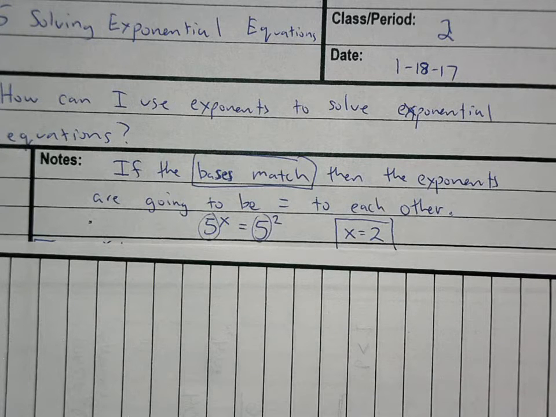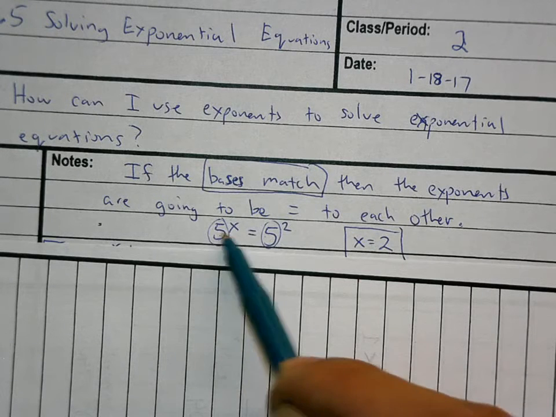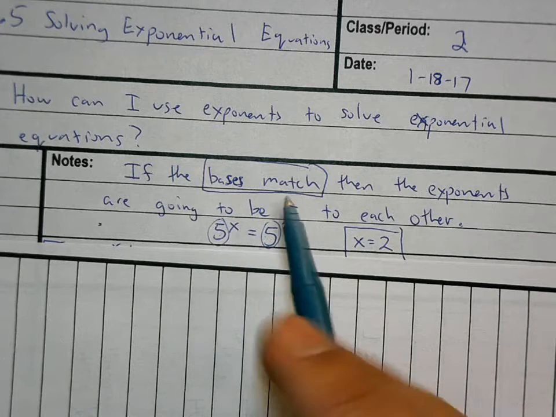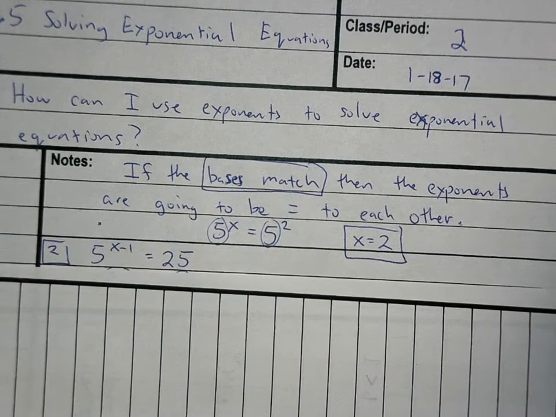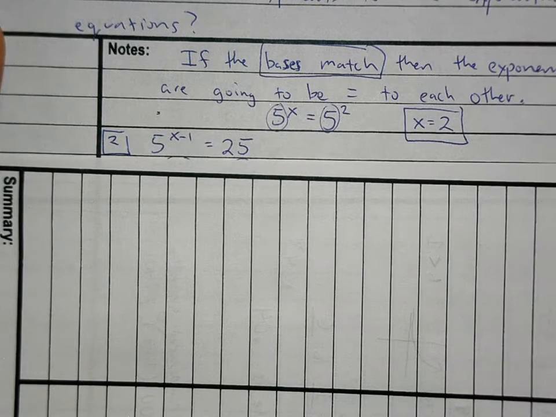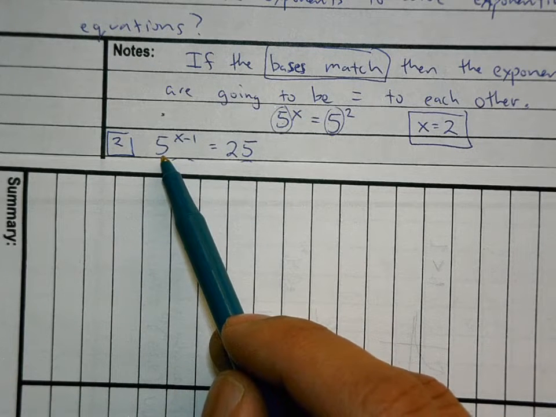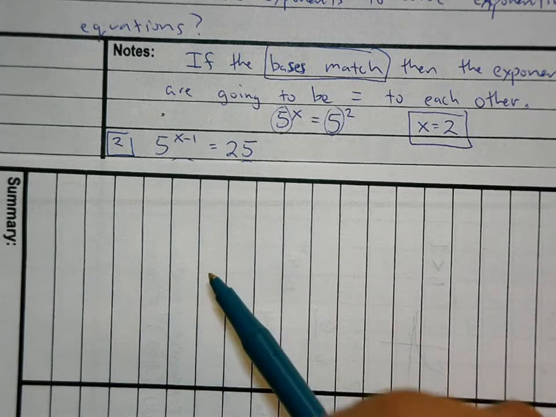So this is how we're going to set up most of our problems on the 5.5 worksheet. We're going to be trying to get these two bases to match each other. This is the basis of everything that we do. Okay? So here's how the problems start. Let's do an example like number 2. And the problems are not just as straightforward as they were before. 5 to the x minus 1 power is equal to 25.